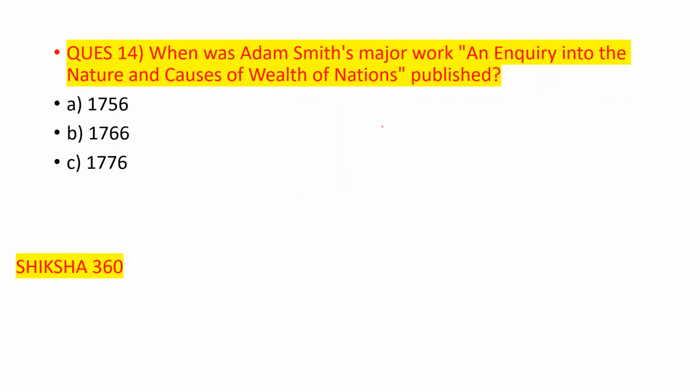Now move to question number 14. We have discussed this point in the second question. When was Adam Smith's major work, An Enquiry into the Nature and Causes of Wealth of Nations, published? 1756, 1766, 1776. So what is the correct answer? Option C is the correct answer, that is 1776.